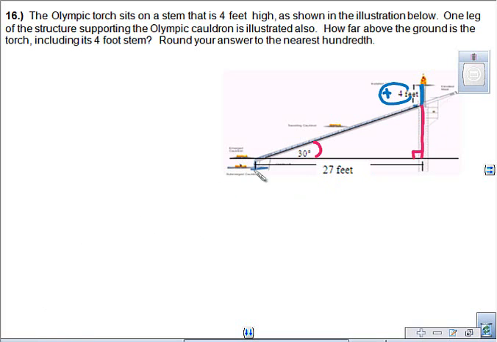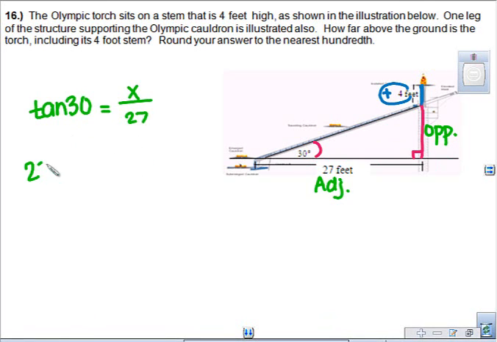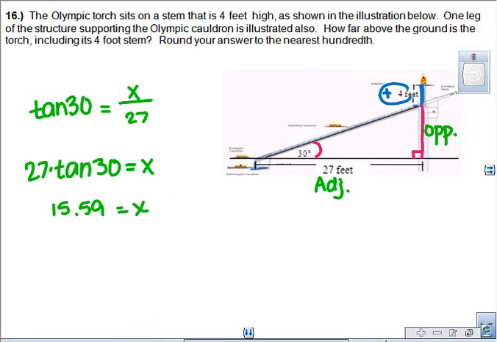A couple of ways to do this. You could use your 30, 60, 90, or, like I'm going to do, use trig. We're looking for the opposite side, and we know the adjacent side. That is tangent. So tangent of the 30-degree angle is opposite, that's my unknown, over adjacent, which is 27. Again, when you know the bottom piece, multiply it over. 27 times tangent of 30. Again, if you hadn't already checked your calculator, make sure it is in degree mode. And when you solve that, you get 15.59 approximately. Don't forget to add that plus 4 to get the total distance, or how high off the ground the torch is. And this was measured in feet.